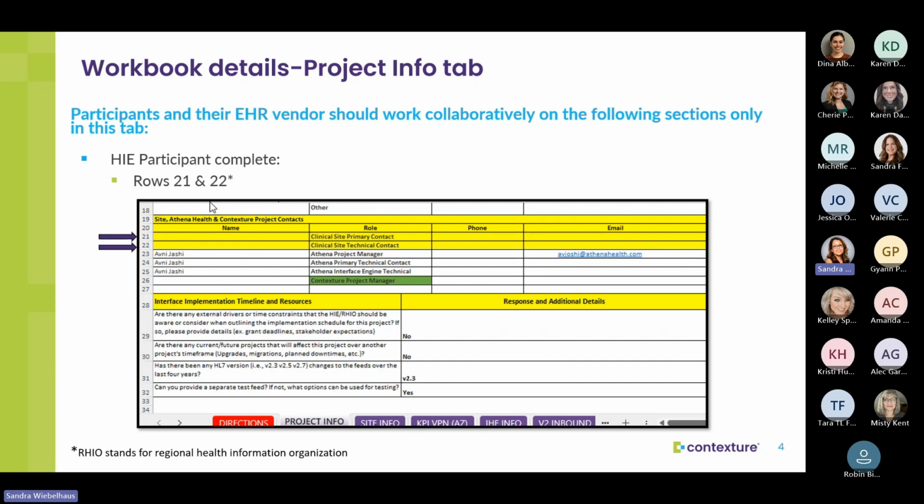This here is the project info. And the only thing we need on this one is for you to complete rows 21 and 22. What we need from you is who is going to be the primary contact at the site when we get ready to begin testing. Right now, the lead person for this project, the project manager, is Dave, and he has a very good relationship with Athena. He's been working very closely with them. Avni is who we're working with right now, and he's already on there as the point of contact, so you don't have to worry about putting your Athena point of contact. We would just need the clinical or the organizational point of contact.